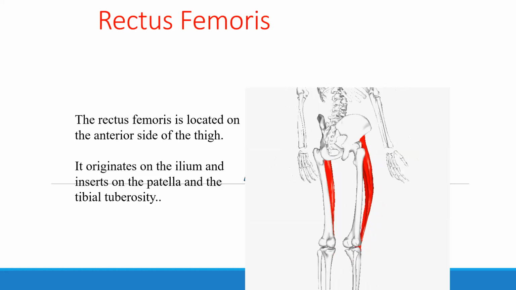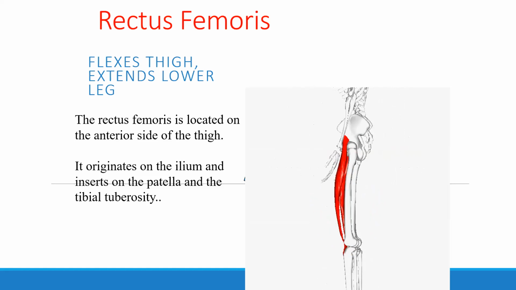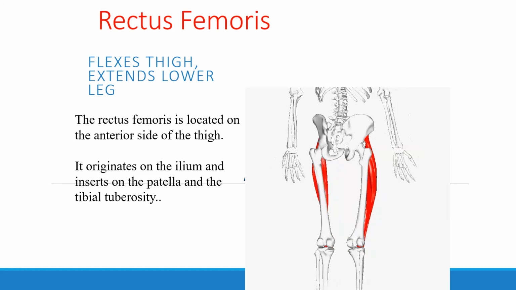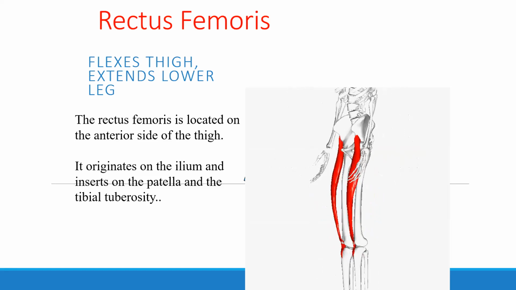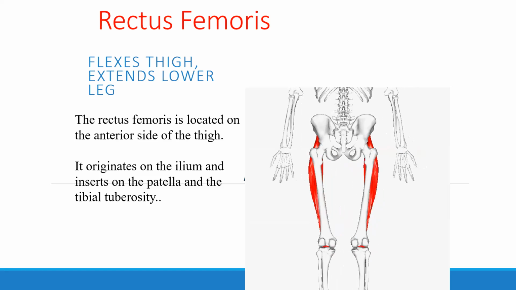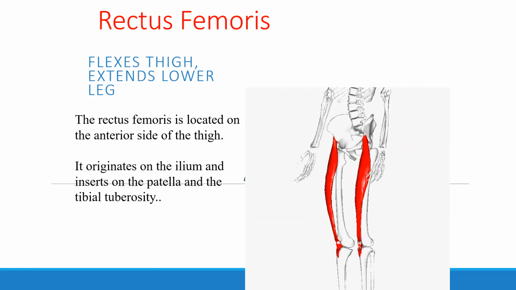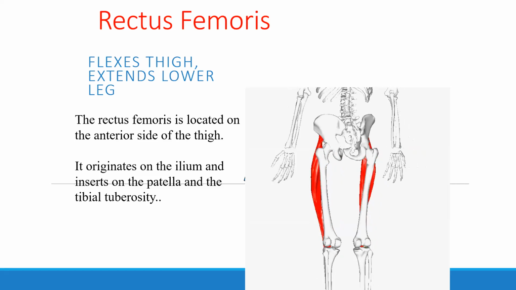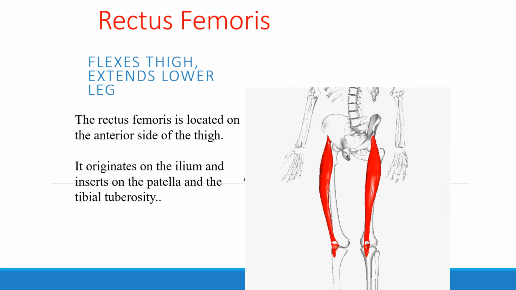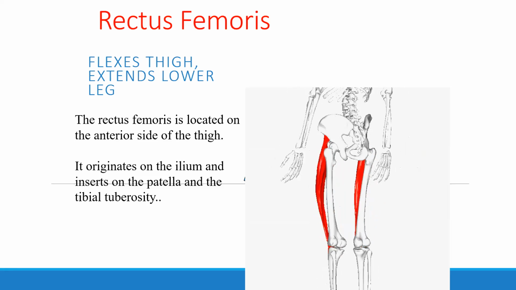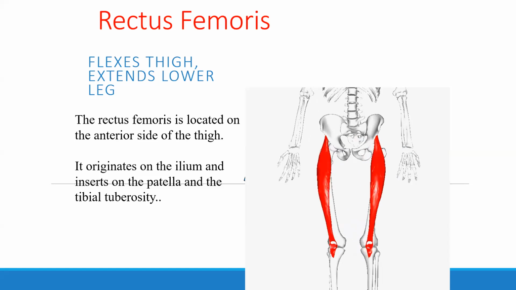Identify the four and tell me what they do. They are going to flex the thigh and extend the lower leg. You can bend the leg at the thigh, and if you extend the lower leg, it's like you're kicking your leg out. Remember, extending is straightening it out. Flex the thigh, the opposite, and extend the lower leg. You're going to kick a ball. You're going to kick a football. You're going to kick a soccer ball.